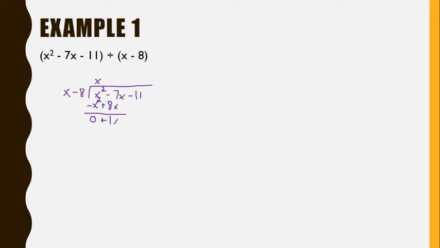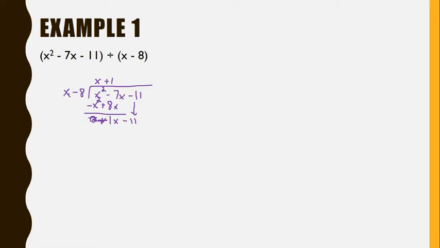So now we're going to bring down our negative 11 here. Now if we're adding 0 to anything, it's as if the 0 just goes away. So now we just have a 1x minus 11. We're going to take our x here because it's our highest term. X divided by x gives us 1. So that means we're going to put a plus 1 up here.